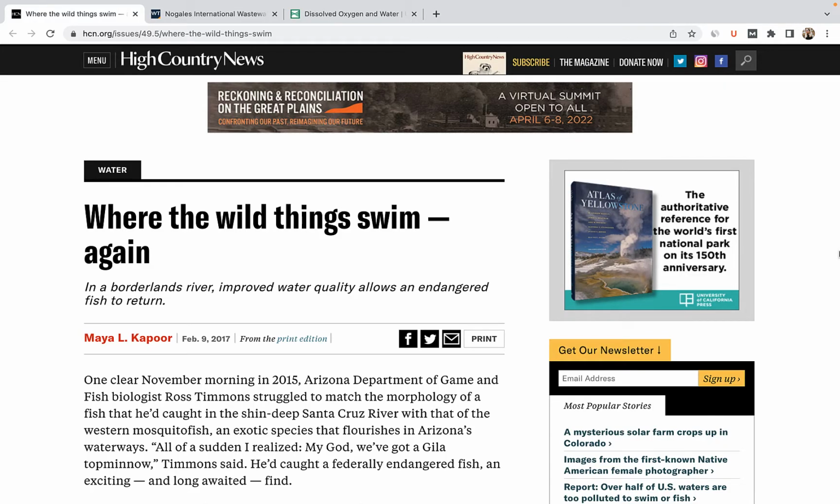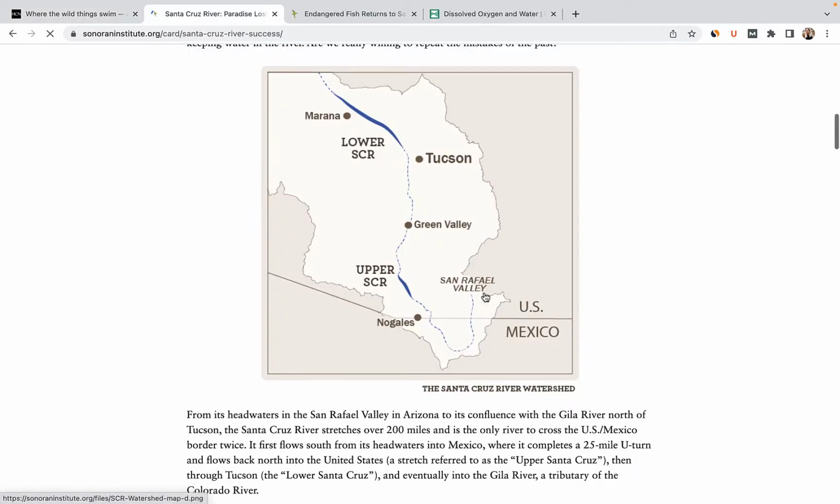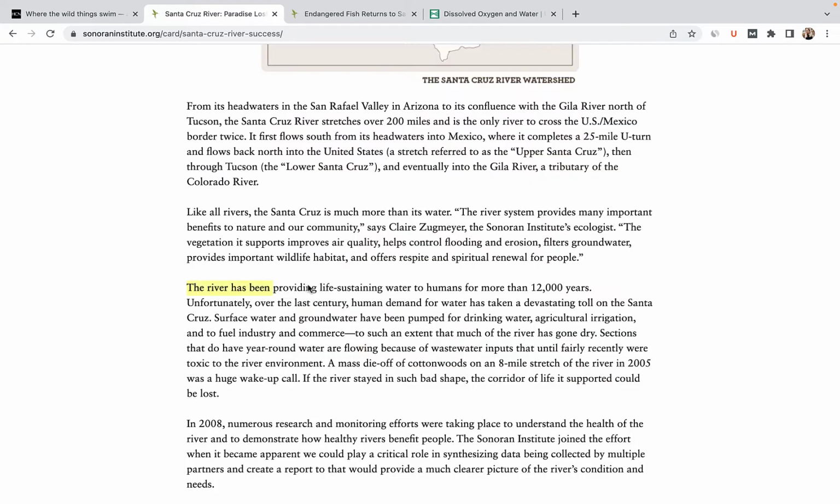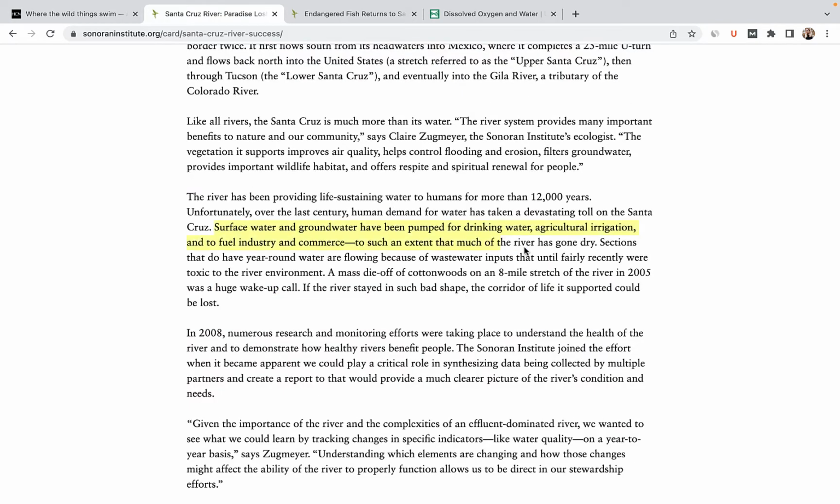But this question of healthy waterways leads me back to Ross Timmons and the miracle on the Santa Cruz River. The Santa Cruz flows through southern Arizona, through Tucson, to a point just south of Phoenix, where it pours into the Gila. For thousands of years, the upper Santa Cruz River has sustained both humans and wildlife amid Arizona's arid climate. Yet by 2008, it was dead.